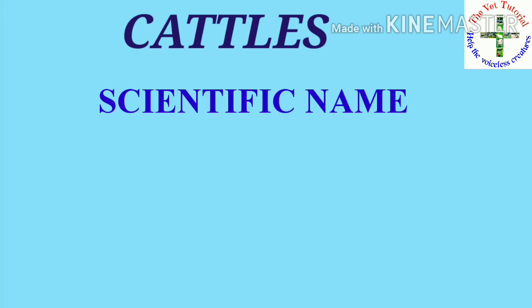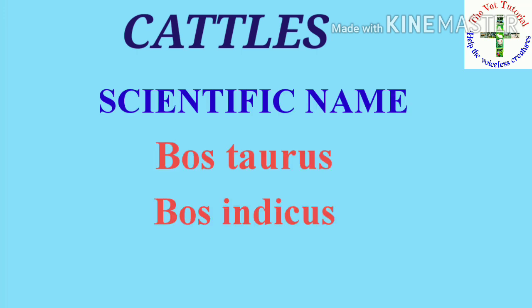Let's start with bovine. In this, we are going to first study about cattle. The scientific name of cattle is Bos taurus, which are found in temperate regions and regarded as European breeds. And another scientific name is Bos indicus, which are found in tropical regions and are regarded as humped breeds.